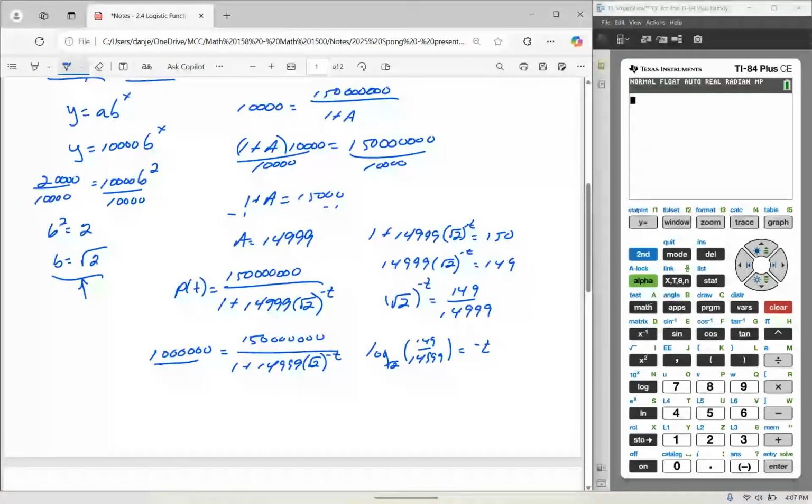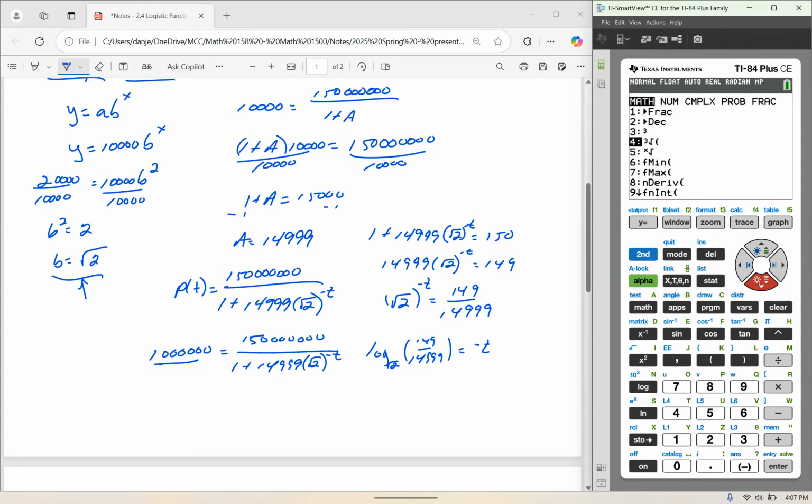So back to the calculator, math. I'm going to go down to log base. The base of the logarithm is the square root of 2.